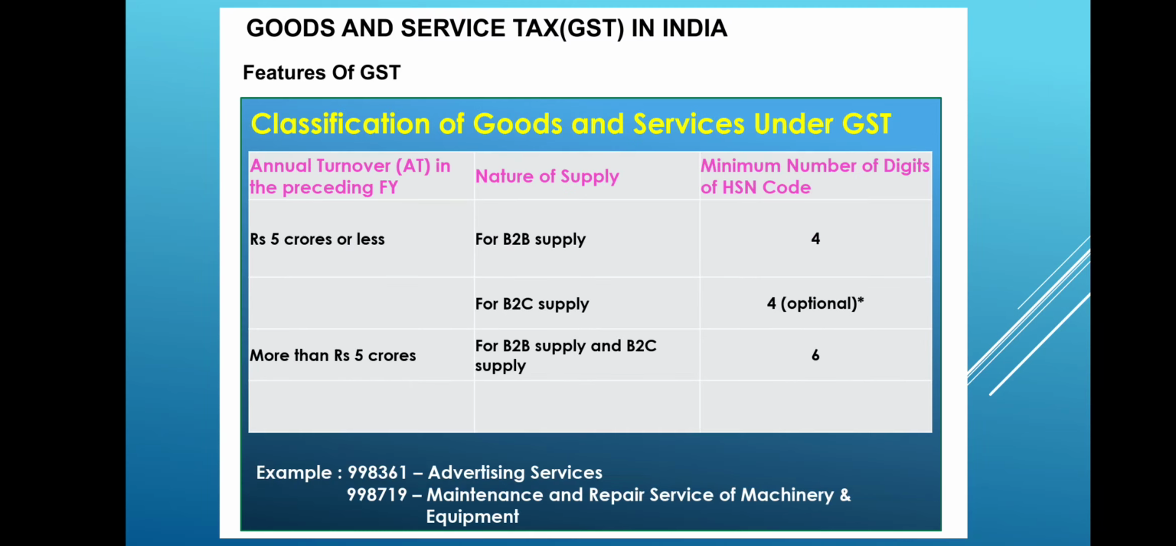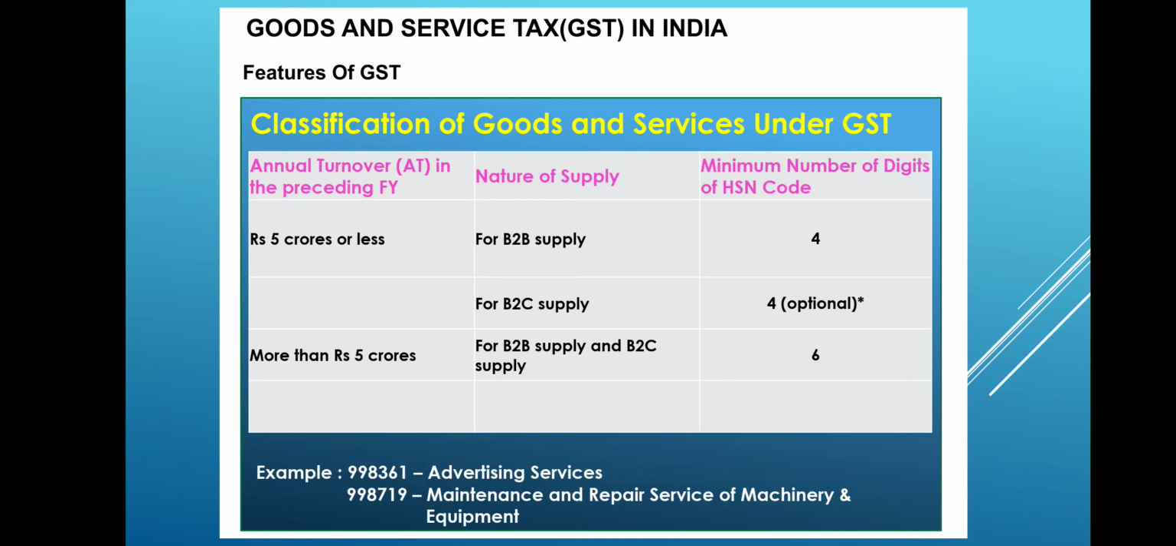Now the next feature is classification of goods and services under GST. As we all know, when GST was implemented, all the goods and services were classified according to some code, and this code is generally known as HSN code. HSN means Harmonized System of Nomenclature. This HSN code describes the quality as well as the quantity or the type of the goods which the carton includes.